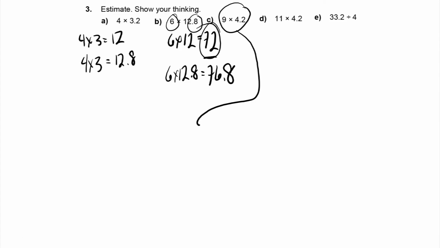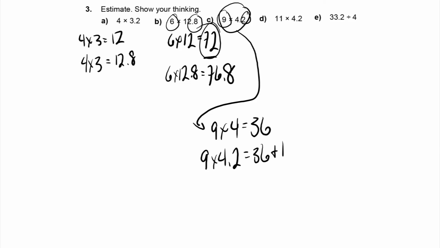Now 9 times 4.2, I'll move that one down here to do. So again, start off with the 9 times 4, which is equal to 36. It's a reasonable ballpark. I know that if I have 9 times 2 tenths, that's going to give me 1.8 more. So when I do the actual calculation of 9 times 4.2, I'm going to have 36 plus 1.8, which of course is 37.8.